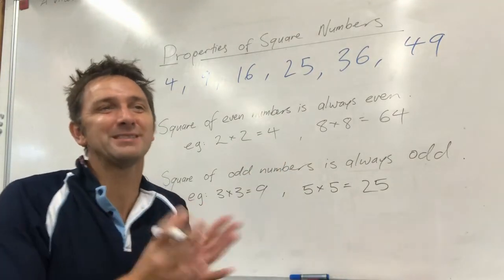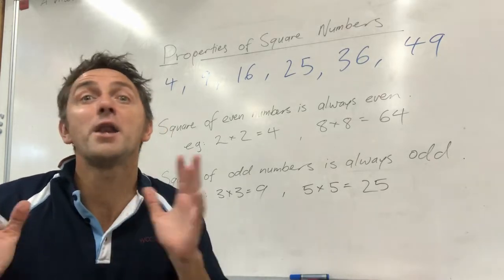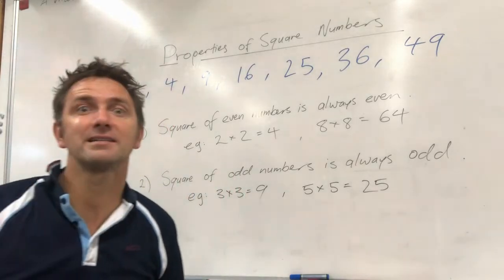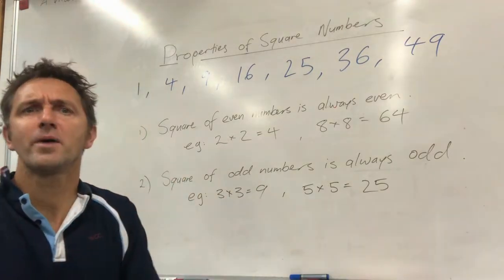Okay. 19 times 19. I don't know, but if you times 19, 19 is an odd number, right? I know its square is going to be odd. That's a rule. 9 times 9 is 81. Odd number.